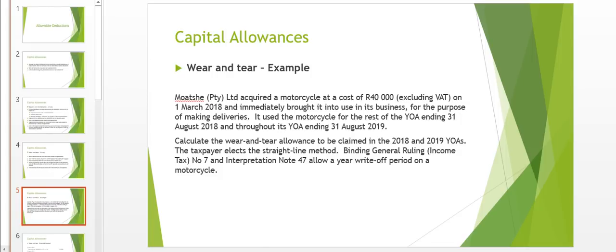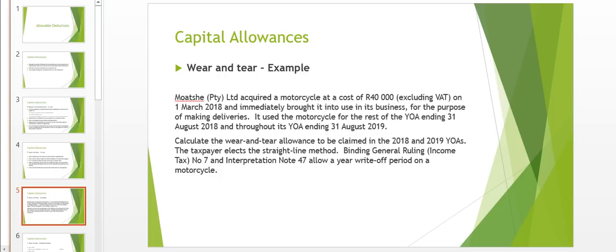Okay, so let's have a look at a quick example. We've got Muchi Pty Limited. They acquired a motorcycle at a cost of 40,000 Rand. Importantly, this cost excludes VAT. That's another thing to take note of: for the cost of these assets, you need to exclude VAT, because VAT is dealt with separately in the VAT Act. So we acquired this motorcycle for 40,000 Rand on the 1st of March 2018 and immediately brought it into use in its business for the purpose of making deliveries. Okay.